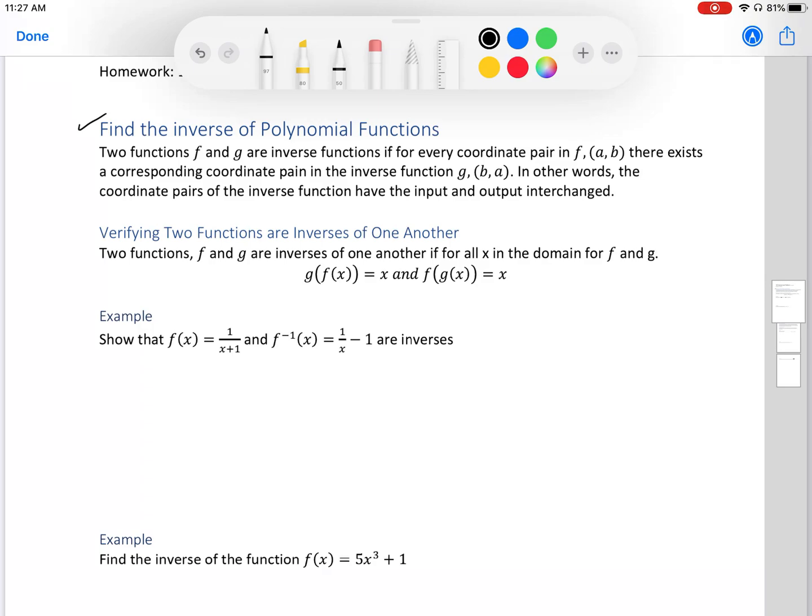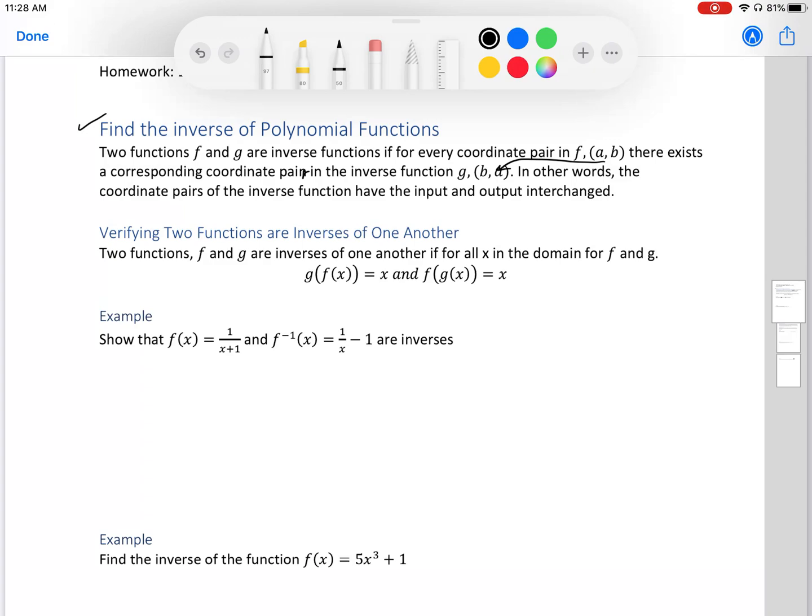Two functions f and g are inverse functions if for every coordinate pair (a, b) in f, there exists a corresponding coordinate pair (b, a) in the inverse function g. Notice how b and a are switched. In other words, the coordinate pairs of inverse functions have the inputs and outputs interchanged.